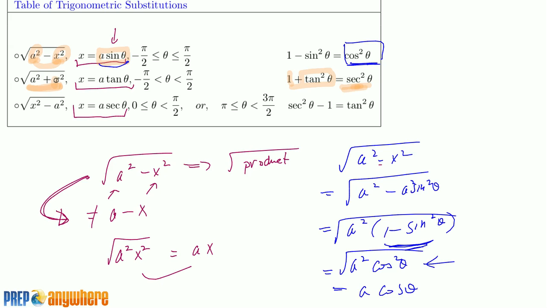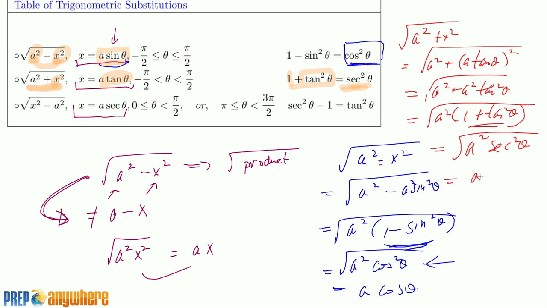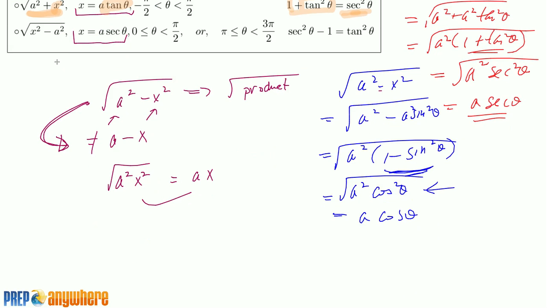So if you replace x with this, let me do that here. A squared plus x squared, where x is a tangent of theta, squared. If you factor out the a squared, you get 1 plus tangent squared theta, and that will turn into secant squared theta. Again, it can be expressed without the square roots, a times secant of theta. So that's great. Same thing is going to happen with the last one.